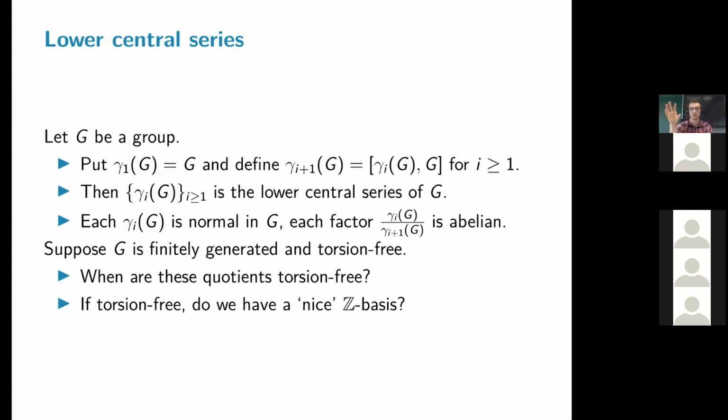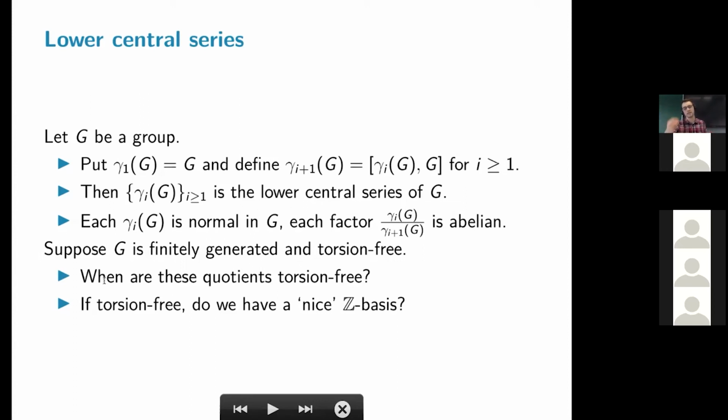But abelian groups are often much easier to work with than non-abelian groups. So this is one of the reasons why we look at this. And one of the types of questions that is often posed is, if you start with a finitely generated group, then all of these factor groups will be finitely generated abelian groups. And moreover, if you start with a torsion-free group, so no element has finite order, you would hope that this factor group will also be torsion-free. But this is unfortunately not the case. There are examples where your whole group G is torsion-free, but one of these factors has torsion.